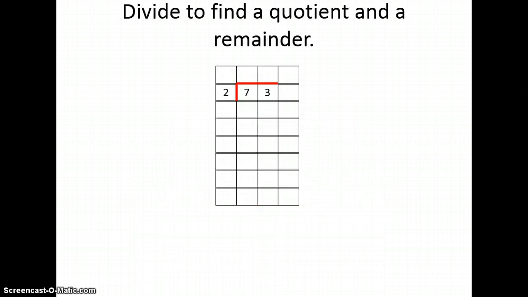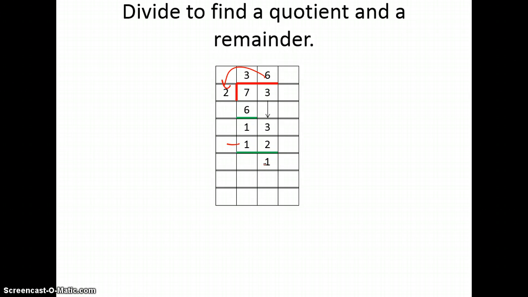So let's start by dividing to find a quotient and a remainder, okay? So if I wanted to divide 73 by 2, I would first say, okay, well, how many times does 2 go into 7? And that would be 3. 3 times 2 is 6, and 7 minus 6 is 1. Next, I need to bring down that 3 after the 7 and ask myself, how many times does 2 go into 13? And the answer is 6. 6 times 2 is 12. When I subtract, I get a remainder of 1.